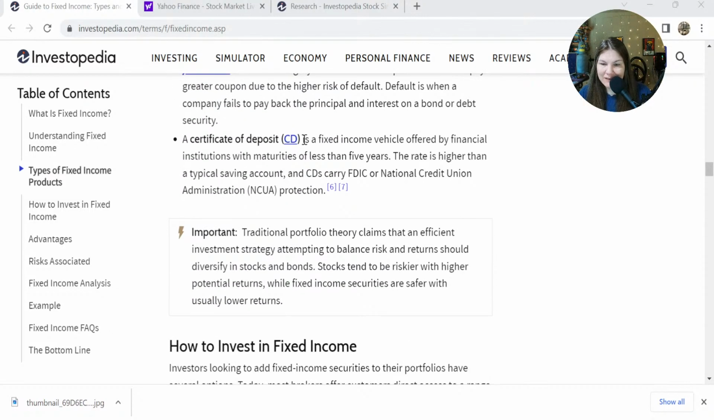A certificate of deposit, a CD, is a fixed income vehicle offered by financial institutions with maturities of less than 5 years. The rate is higher than a typical savings account, and CDs carry FDIC or National Credit Union Administration protection.